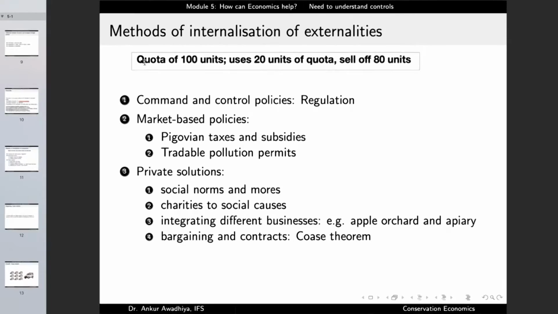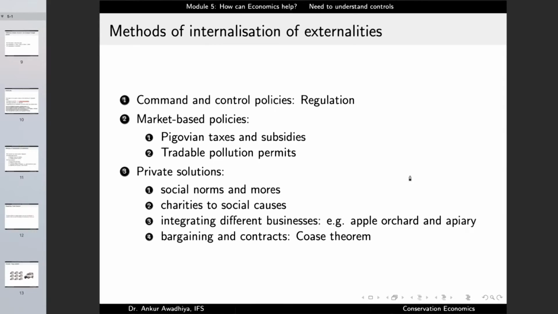So this is another mechanism that is available to internalize the externalities. Then we also have certain private solutions. Private solutions include things like social norms and mores. Now, in the case of social norms and mores, there could be a social norm in a society that we should not give respect to those people who are polluting the environment. So, in that case, the level of pollution is brought down by a social action.